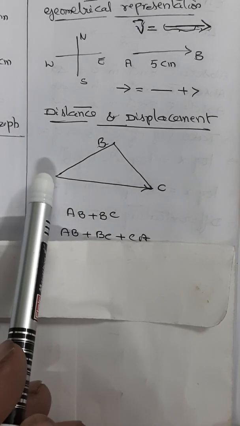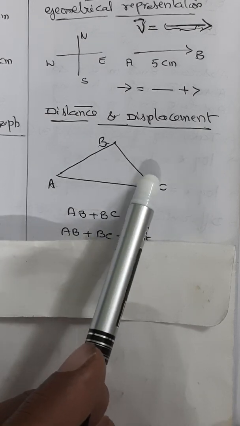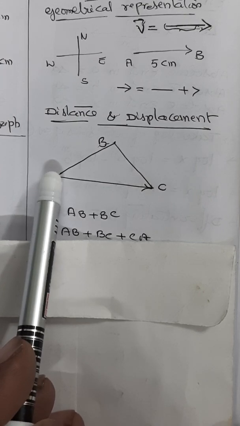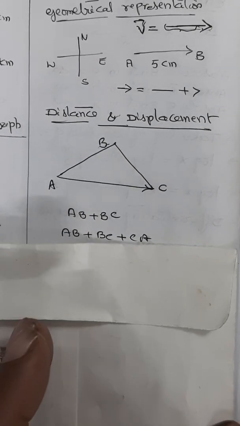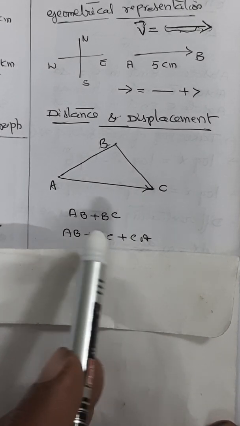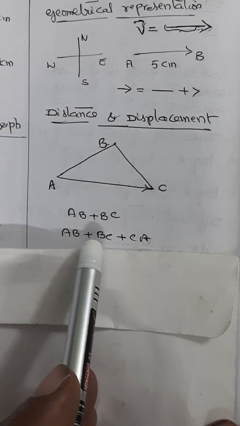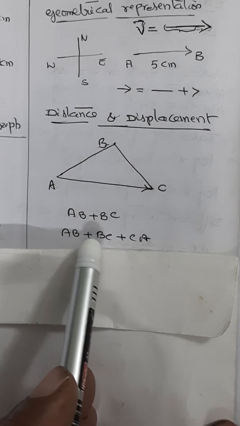Now, if the object goes from A to B and B to C and C to A in the time interval t, then the total distance traveled by the object in the time interval t is AB plus BC plus CA. So, as I told, distance is a scalar quantity. Its value can never be 0 or negative during the motion of an object.